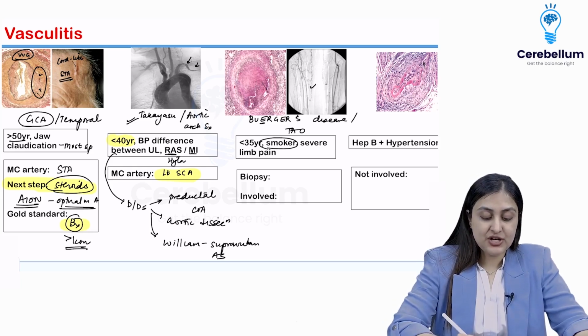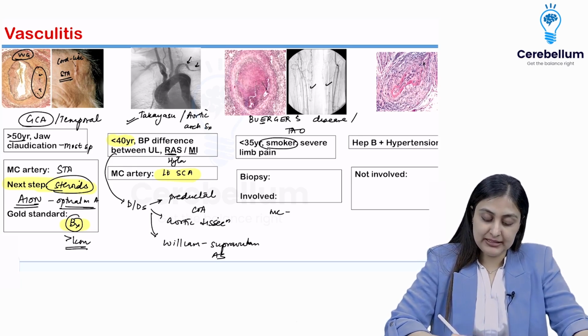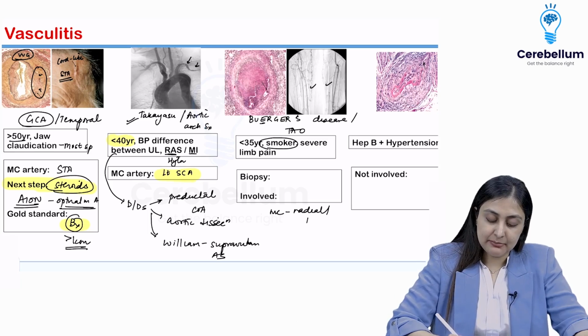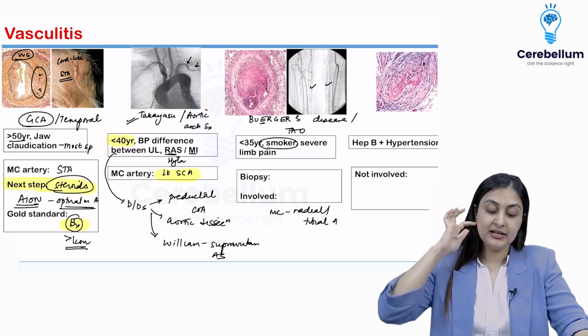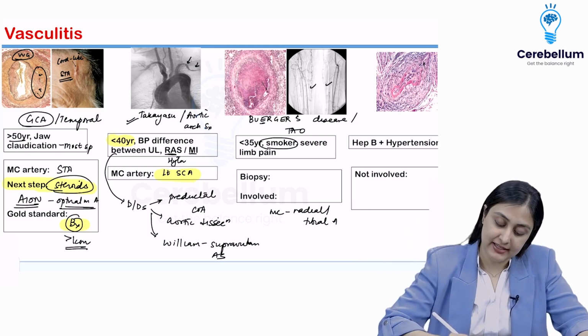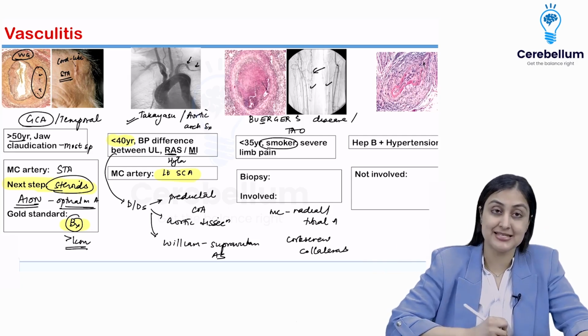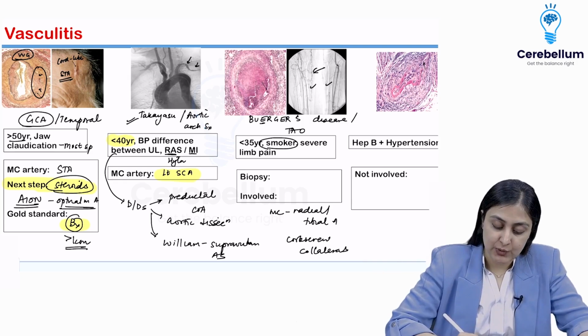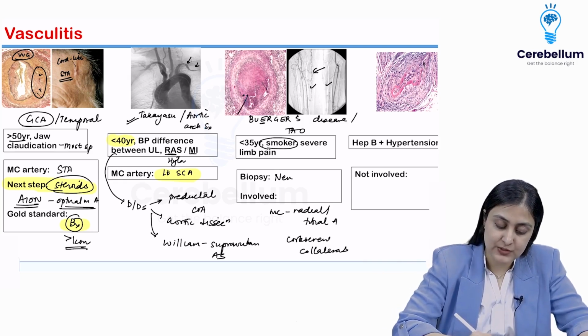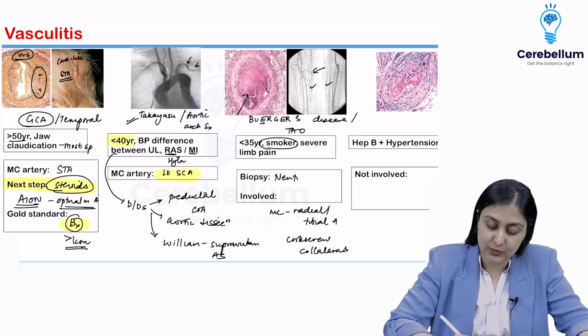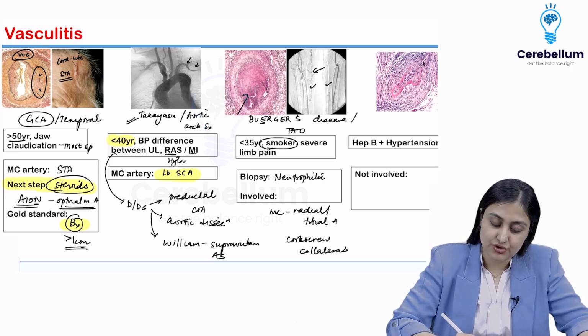The vessels which are involved are your limb vessels. So you're going to have most commonly the radial and the tibial arteries getting affected, and you would see on DSA that there are these corkscrew collaterals. Okay, so there are going to be these corkscrew collaterals that you're going to be seeing. On a biopsy, you will see micro abscess. See this vessel completely blocked with these abscesses. So neutrophilic micro abscess is what you would see.